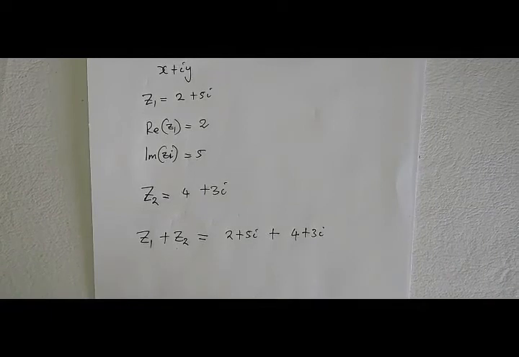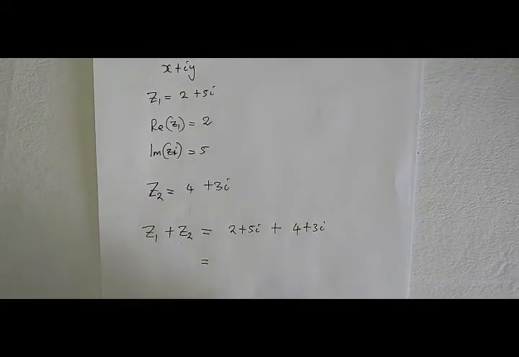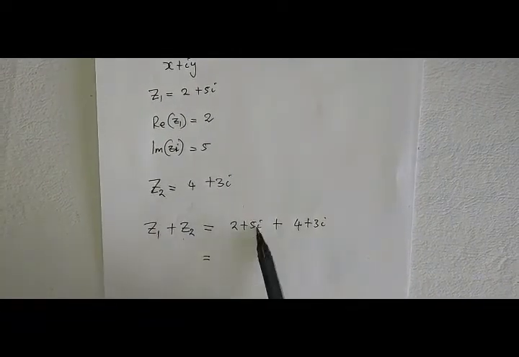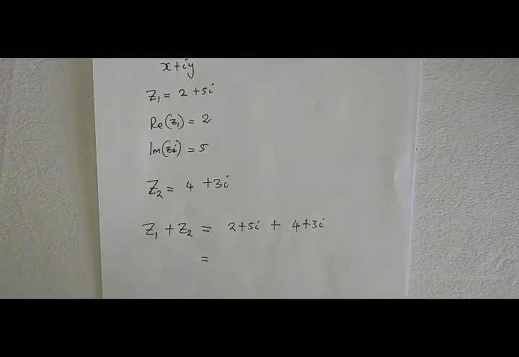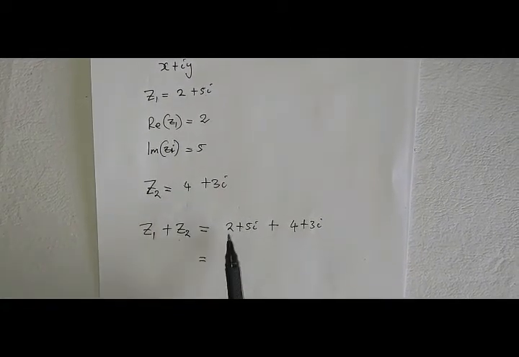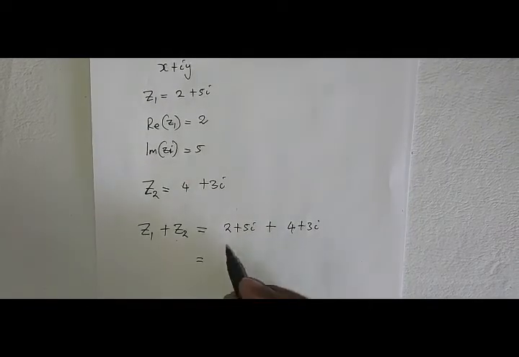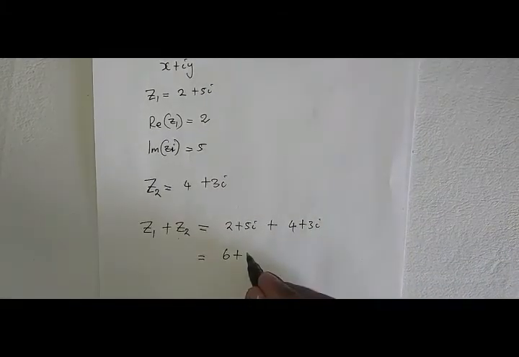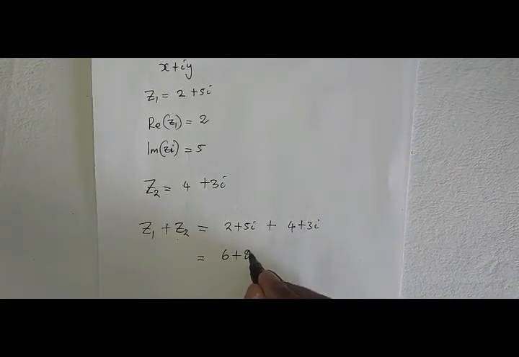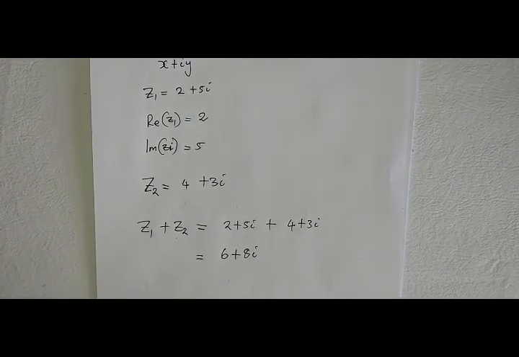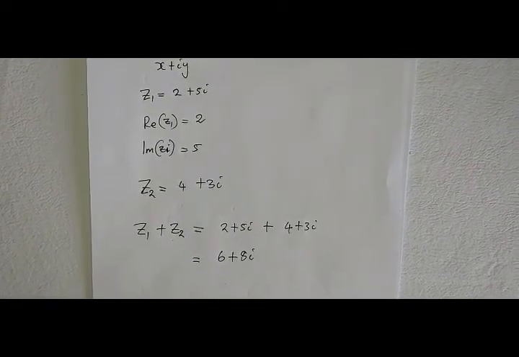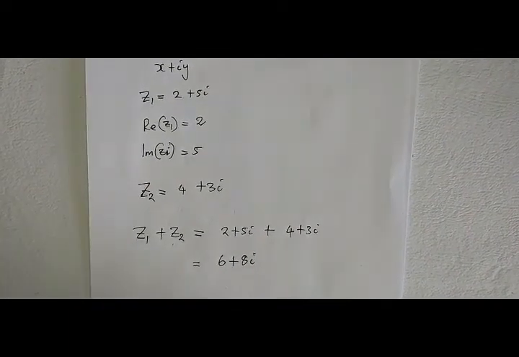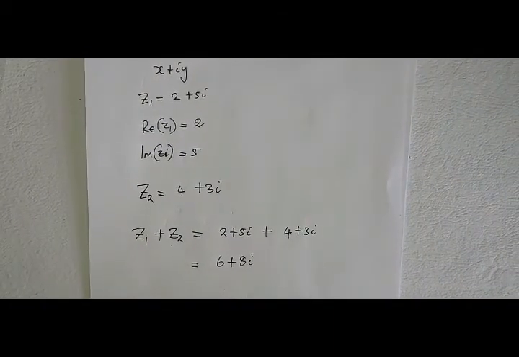The moment you are adding complex numbers, the real parts add on their own, and the imaginary parts also add on their own, just like grouping like terms. Which means it will be 2 plus 4, which is 6, plus 5i plus 3i, which in this case gives me 8i. So that is how we add our complex numbers. The important thing is the imaginary part must be added separately and the real part must be added separately.